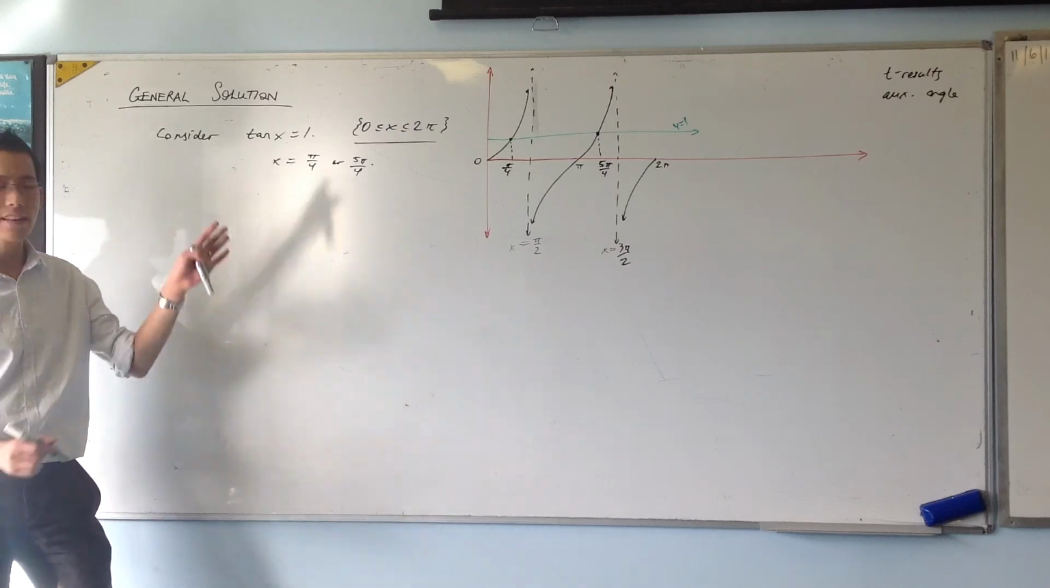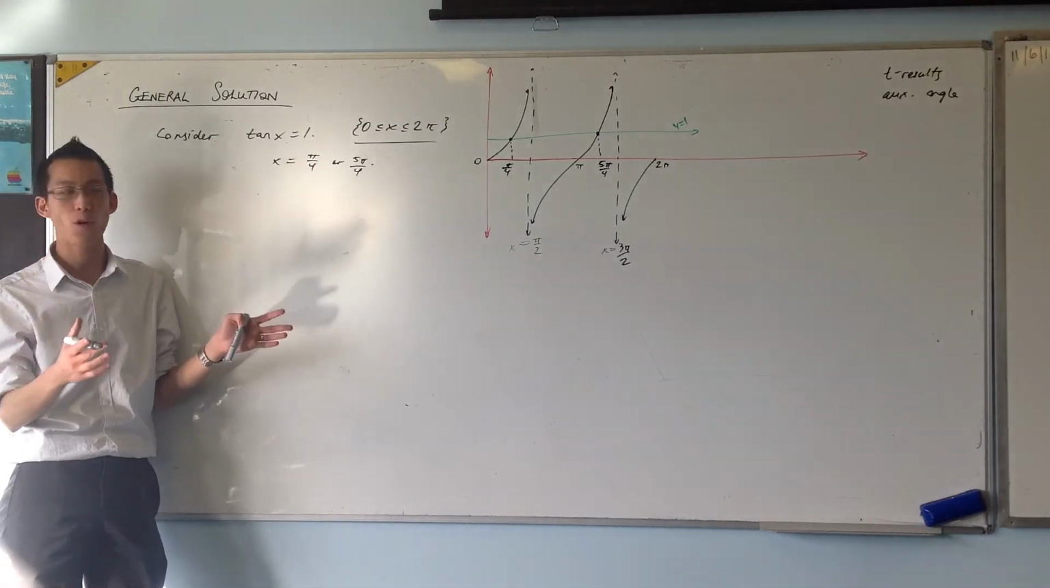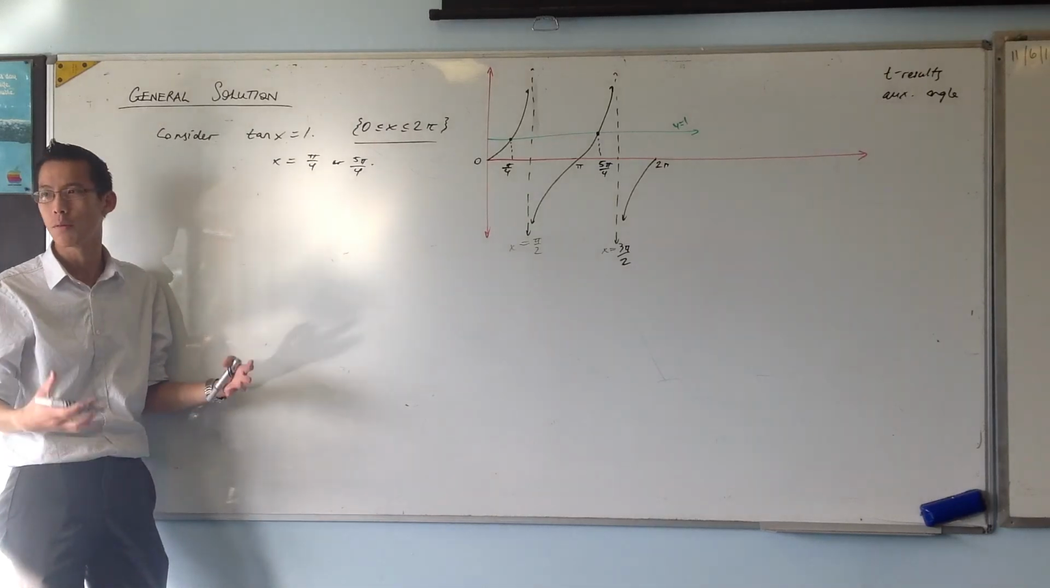But the fact that we've got these 2 solutions actually means, because trig graphs are so repetitive, we call them periodic, right?